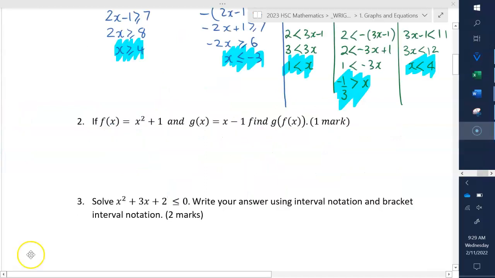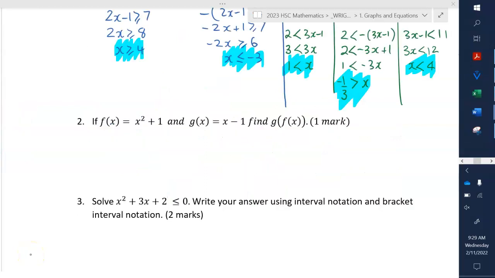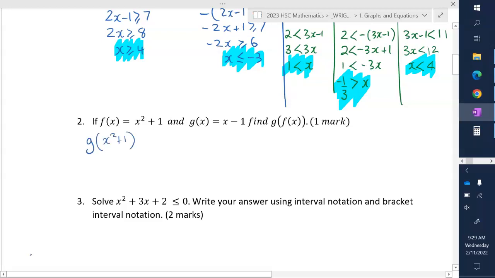We've got f of x is x squared plus 1, g of x is x minus 1. Find g of f of x. A nice, simple question. G of f of x is g of, well, my f of x is x squared plus 1. So that's what I'm doing first. G of x squared plus 1.